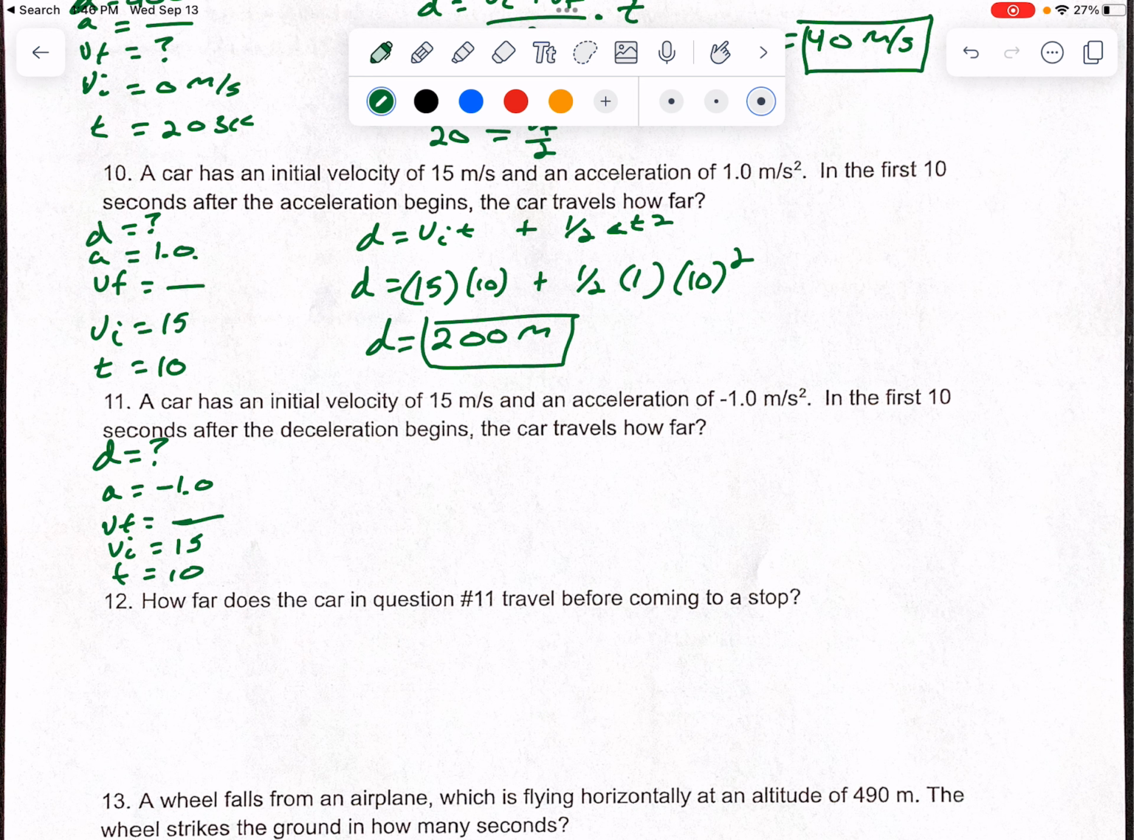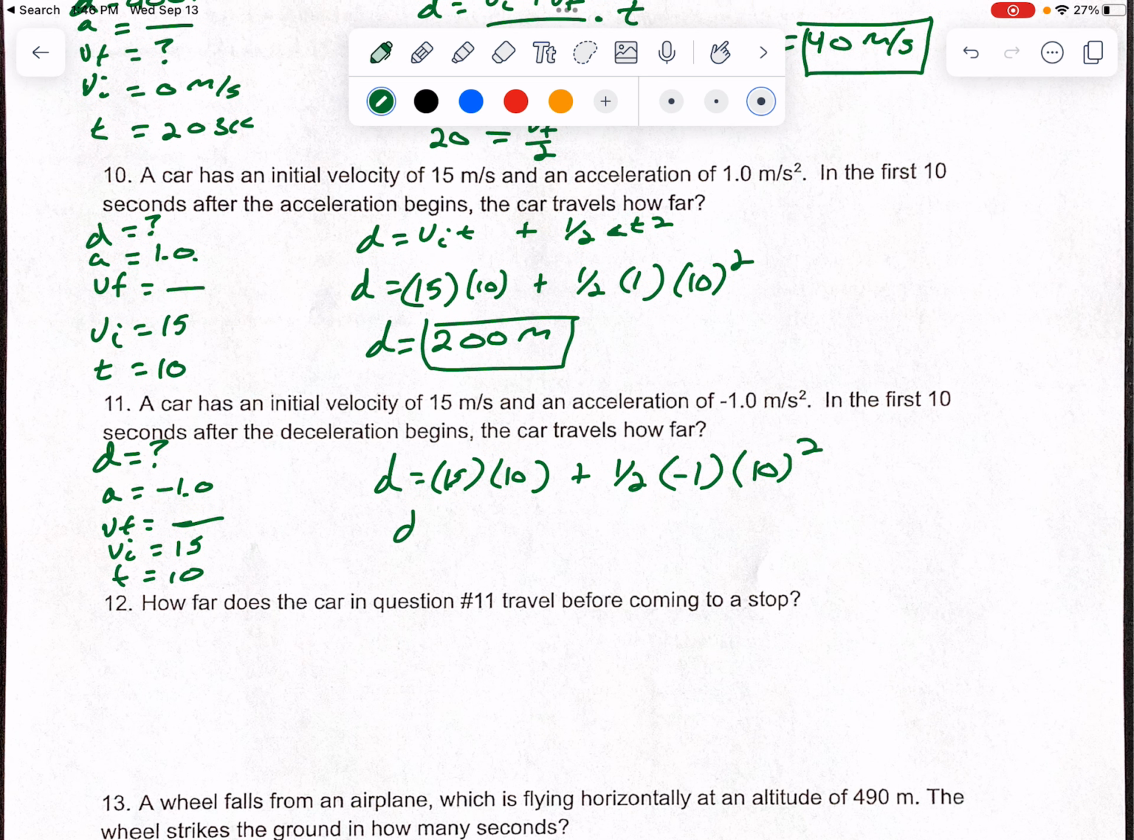I'm not going to write it again for this one, but I'll fill in the blanks. So D equals 15 times 10 plus 1/2. Now you get negative 1 instead of 1, and then still 10 squared. So this is where you got to be careful, because that negative can make a really big difference between 200 meters, and now if you solve this, you're going to get a distance of 100 meters. So you can see how just missing a sign like that can really create a big difference.